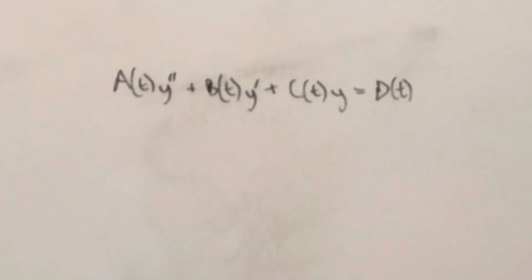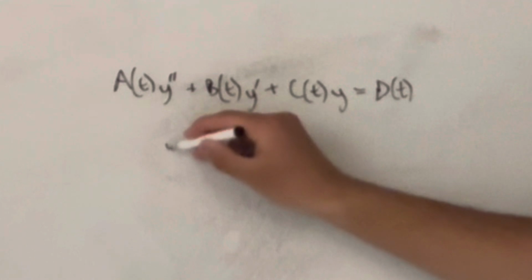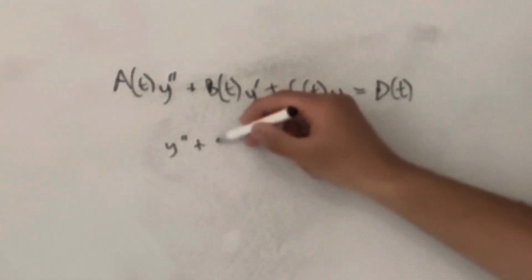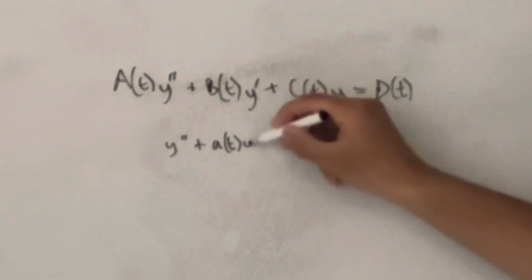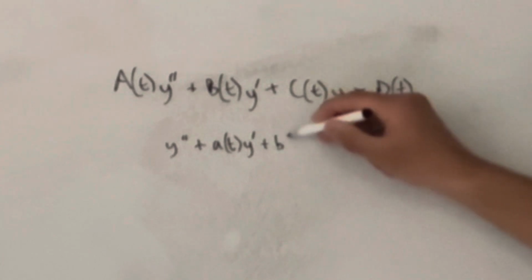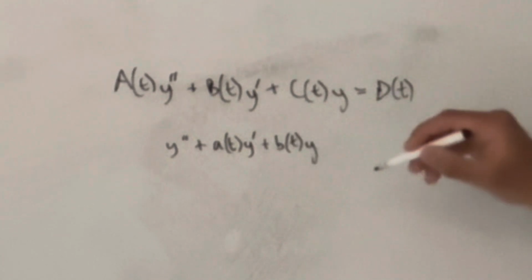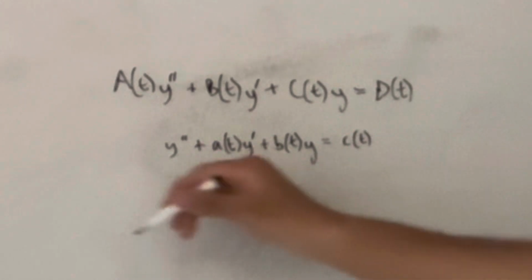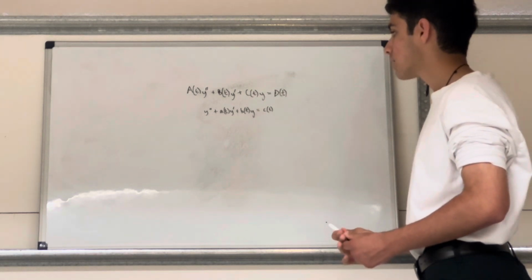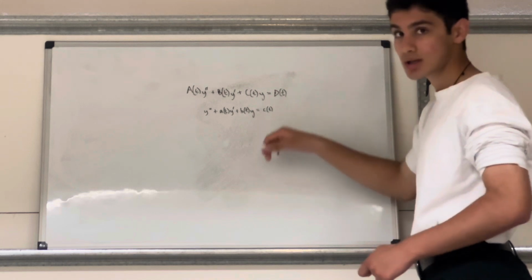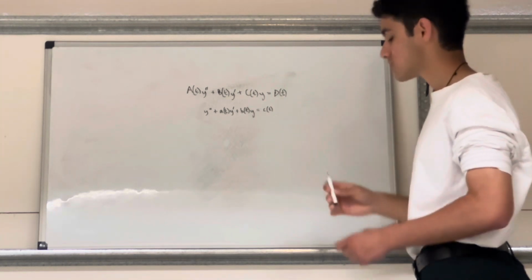Right, so a of t cannot be 0 anyway, so you can just go ahead and divide everything through by a of t and you'll get y double prime plus b of t over a of t, we can call that lowercase a of t. C of t over a of t, we can call that lowercase b of t. And then d of t over a of t, we can call that lowercase c of t. So that's what our equation looks like now. And for it to be homogeneous, we just want to set c of t equal to 0, d of t equal to 0, same thing, right? So you just want the right hand side to equal 0.